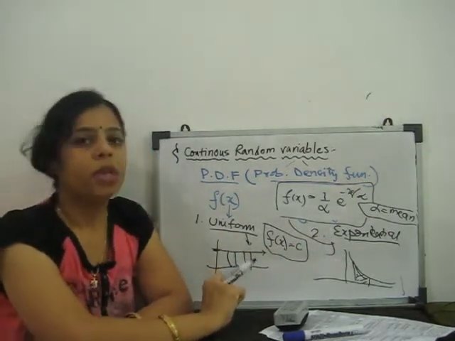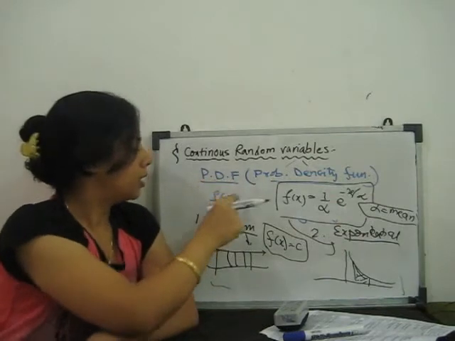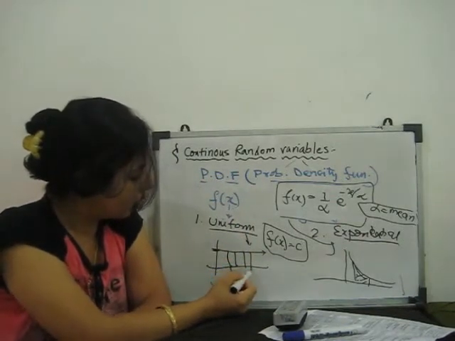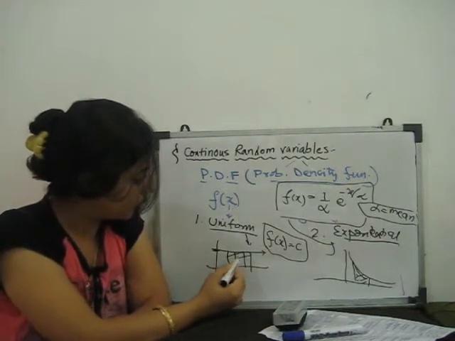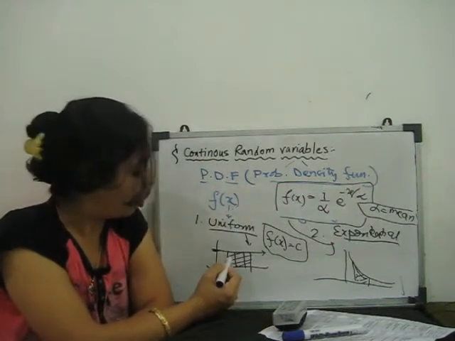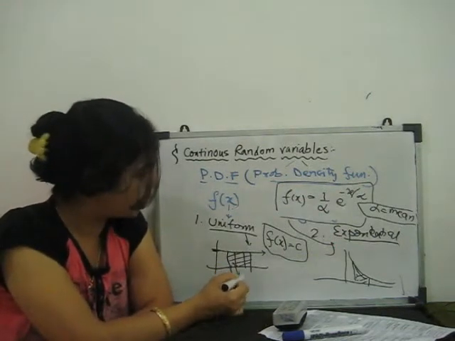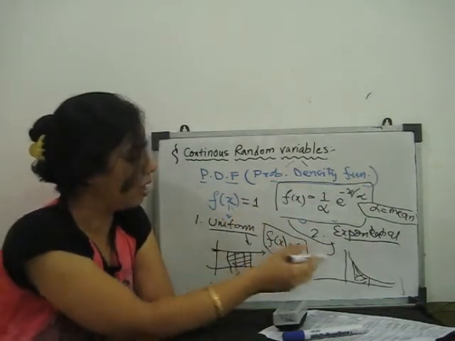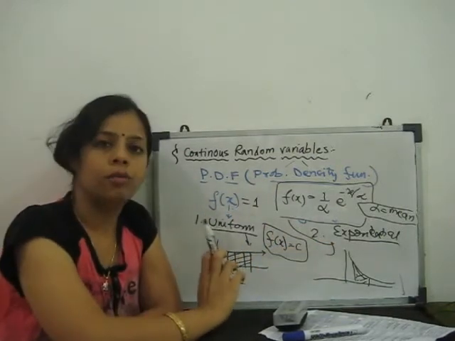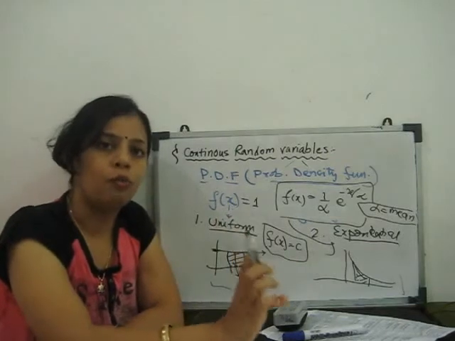We all know that for our probability density function f(x), if it lies between this range and this range, then the total area is equal to 1. The probability density function area is always 1, whether it is exponential or uniform. So this is equal to 1.